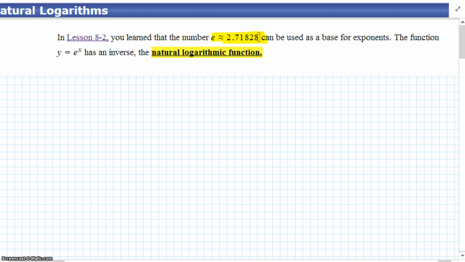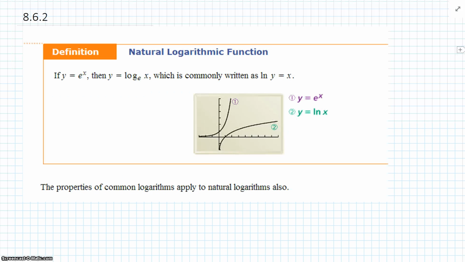2.71828 and can be used for the base of exponents. The function y equals e to the x power has an inverse, and that inverse is called the natural log function. Okay, so if y equals e to the x power, then y equals log base e of x, which is commonly written as the natural log of y.